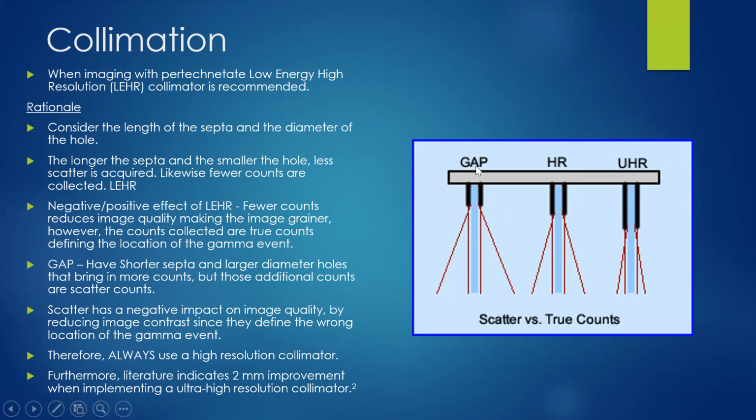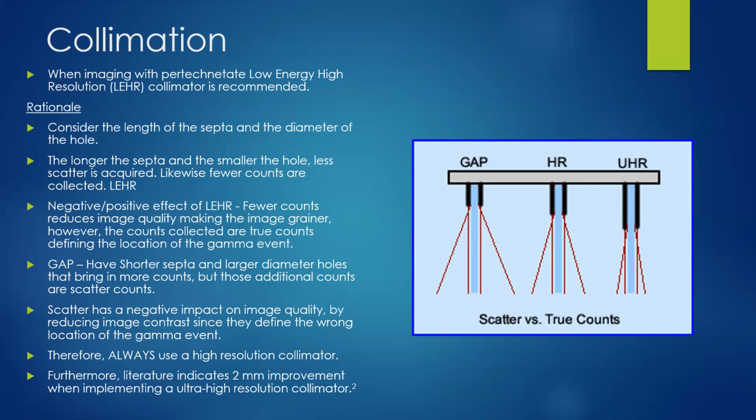What does that do for us? Well, in all three of these, you can see the blue line represents the area where we're collecting true counts directly underneath the patient. But the further away you are from the patient, and the shorter these little black septa are, as in the GAP versus high resolution, you notice that the penumbra, this angle right here, is significantly wider and larger, meaning this area also comes in and you do collect information there. That data is called scatter counts.